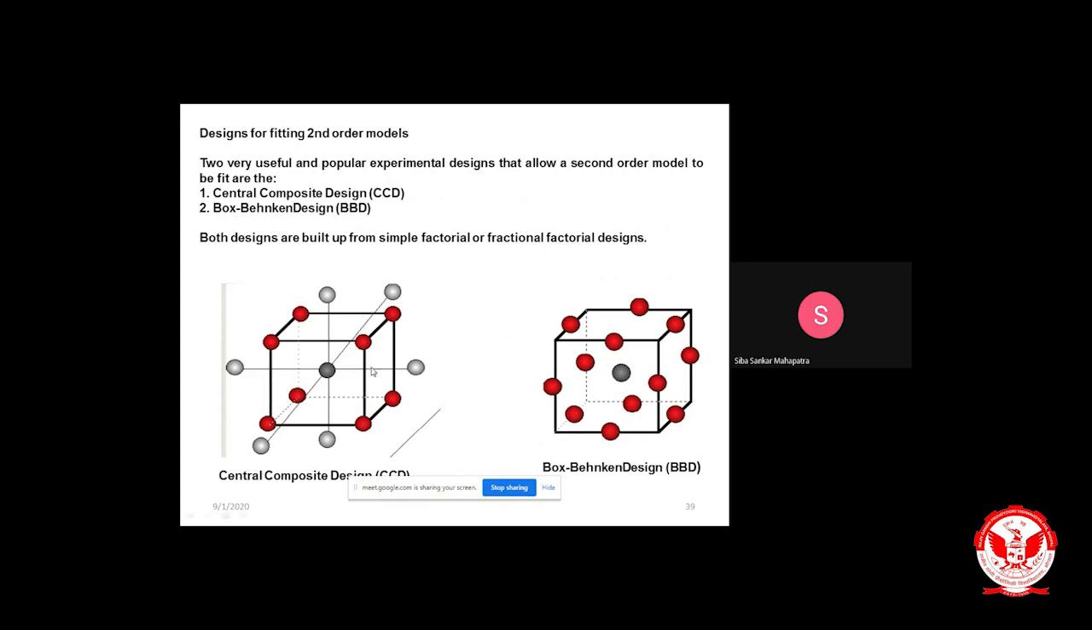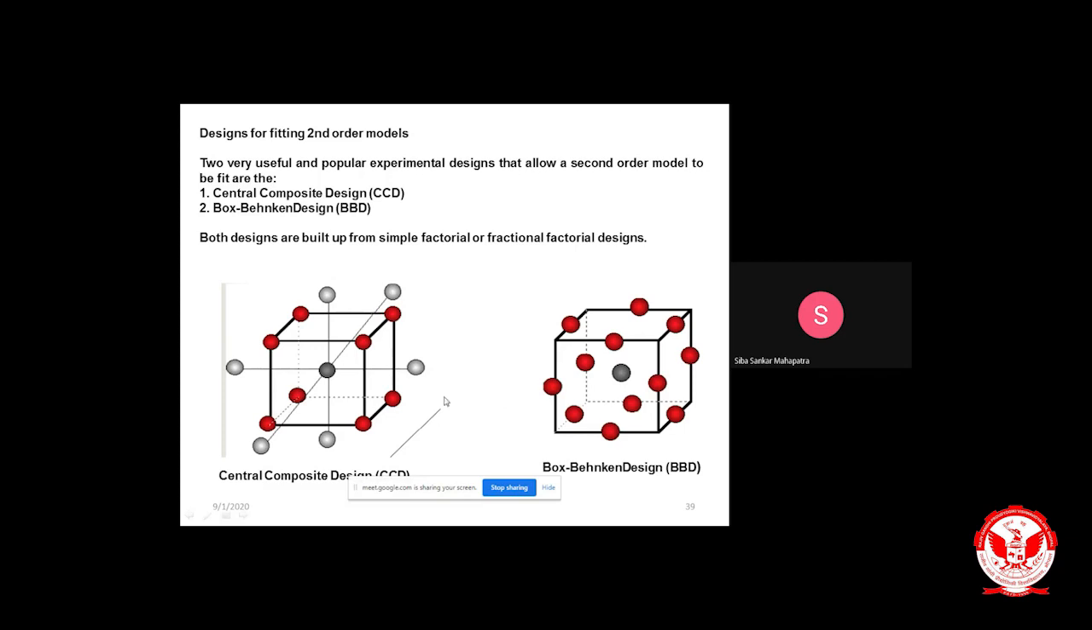and also you can have the axial points. Axial points are away from the center points. So there will be 2 to the power 3, 8 factorial points, and 6 axial points, and some center points. This is what a central composite design.